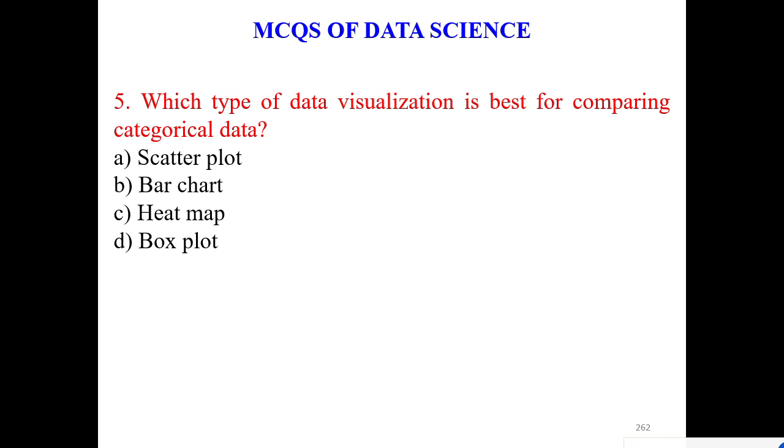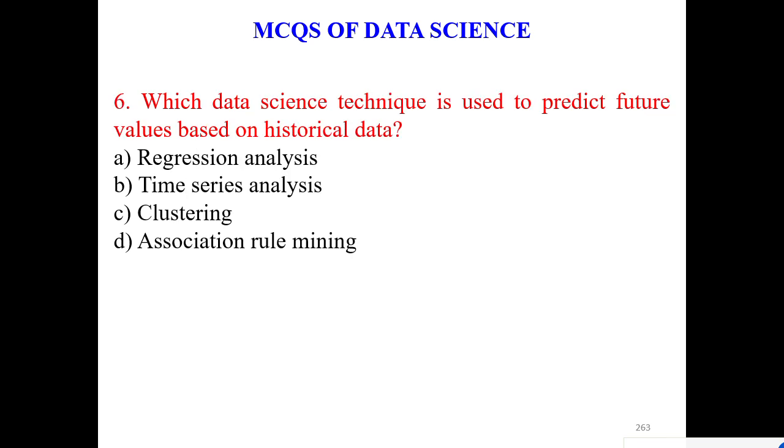Then which type of data visualization is best for comparing categorical data? We have scatter plot, bar chart, heat map, and box plot. We are using bar chart for comparing. Bar chart is the correct answer, no problem.